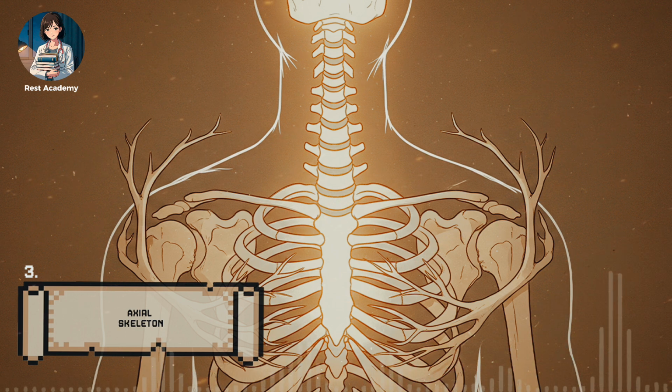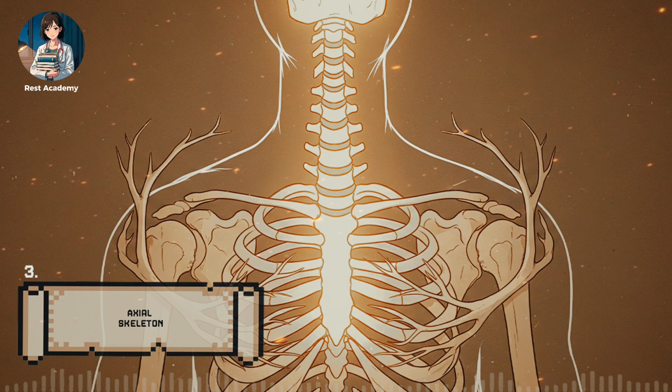Facet joints between arches guide motion. They are synovial joints with capsule and cartilage, and their orientation differs by region to admit or limit certain movements. Ligaments, anterior and posterior longitudinal along the bodies, ligamenta flava between laminae, interspinous and supraspinous along the tips, stabilize the stack and store elastic energy during motion.